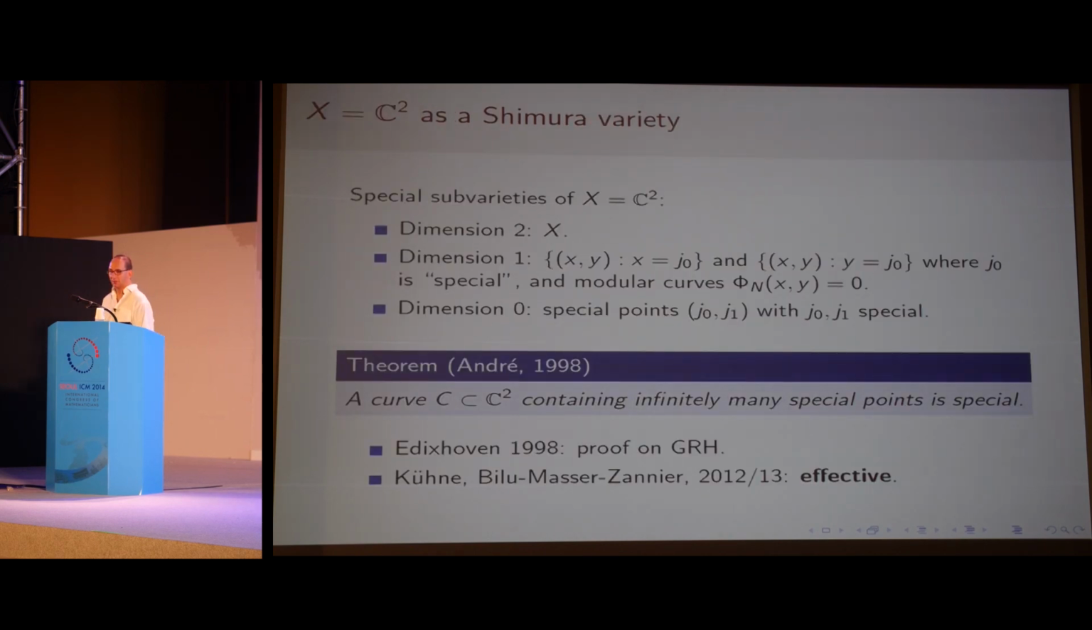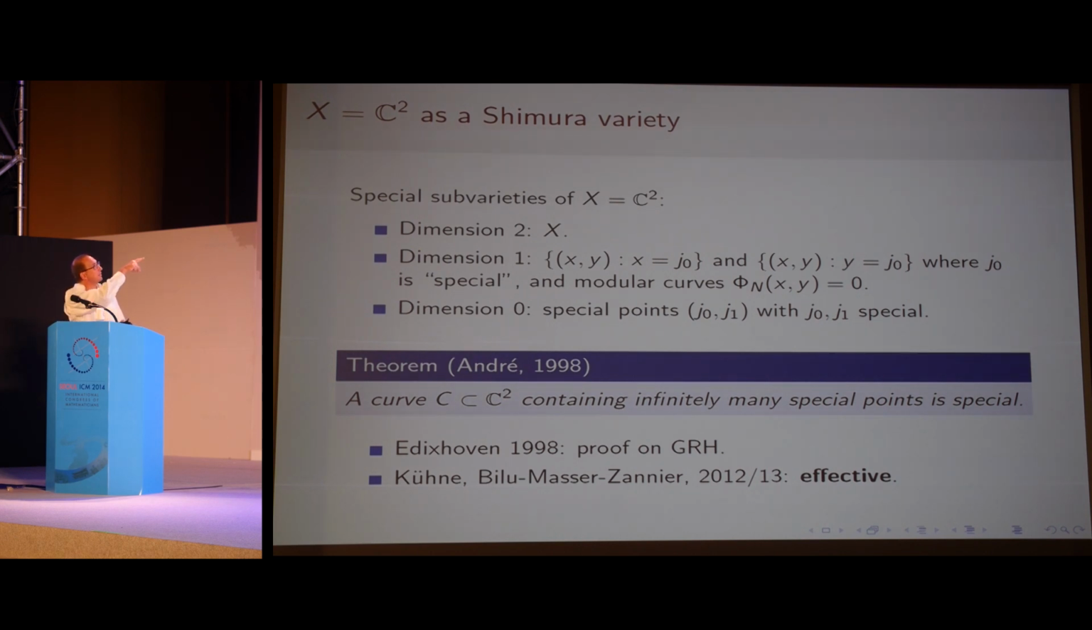Now, the André-Oort conjecture holds trivially for one-dimensional Shimura varieties like C, as there are no non-trivial proper subvarieties, only points. The simplest non-trivial case is the case of C squared, proved by André. The special points of C squared are the points for which both coordinates are special, that is, their singular moduli.